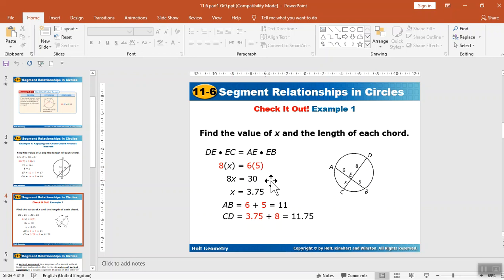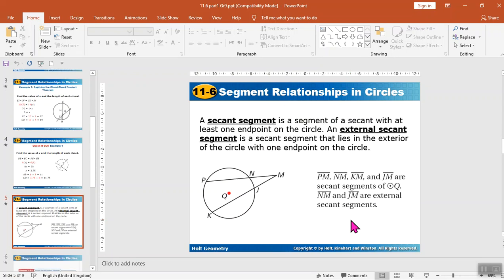Substitute the numbers: 8x is equal to 30. Divide both sides by 8 to get x equal to 3.75. Now we will substitute to get the length of each chord. AB is equal to 6 plus 5, equal to 11. CD is equal to x, which we found right now, 3.75, plus 8, which is equal to 11.75. I think the idea is easy and clear.